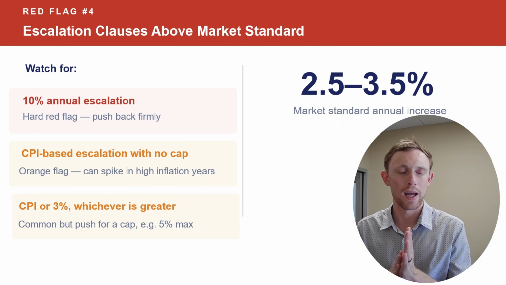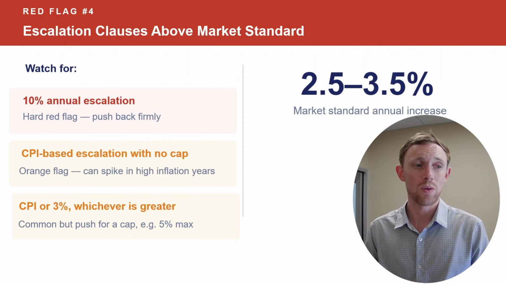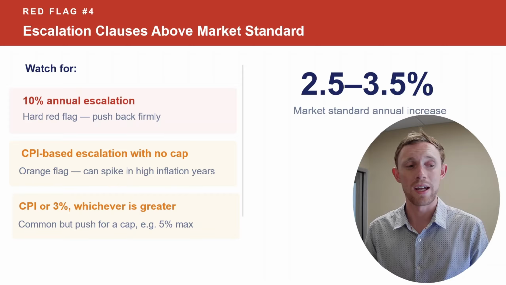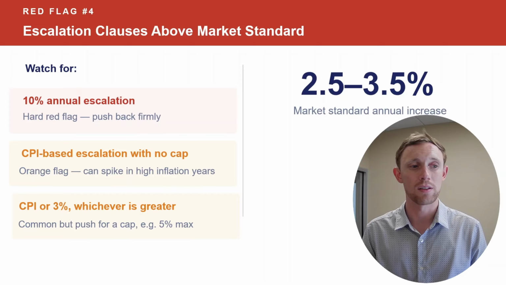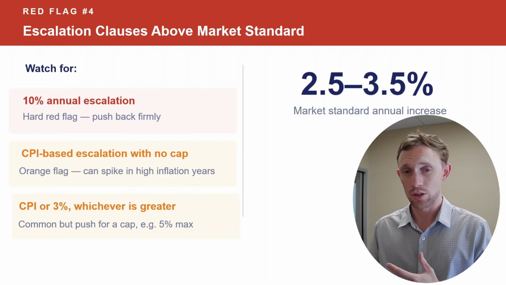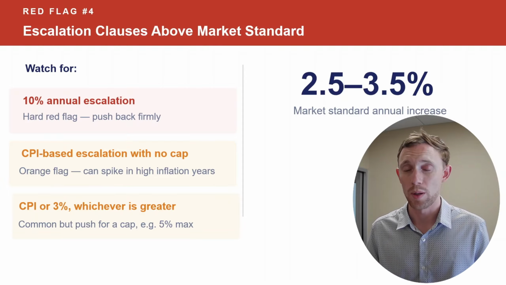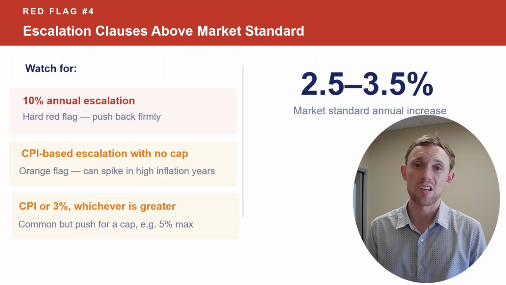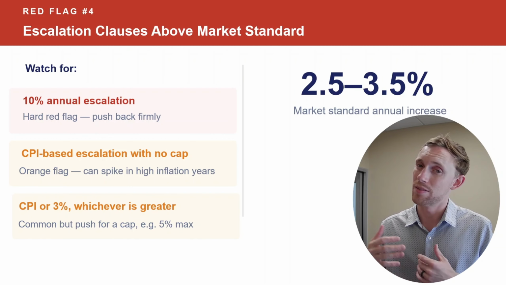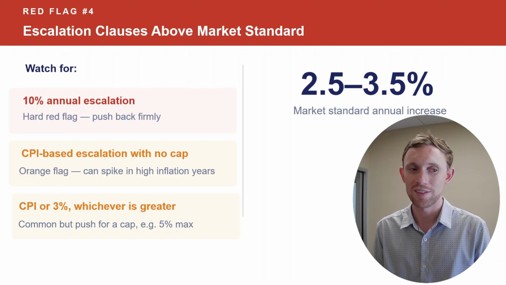All right, number 4, red flag. Escalation clauses that are above market standards. So what you need to watch out for, I saw a lease the other day that had a 10% annual escalation. So each year the rent went up by 10%. I talked to her and she was able to negotiate that back down. Market standard, at least where I'm from, is 2.5 to 3.5%. We're seeing some landlords go to 4% or even 5%, but that's really pushing it. Although I do understand with inflation these days.